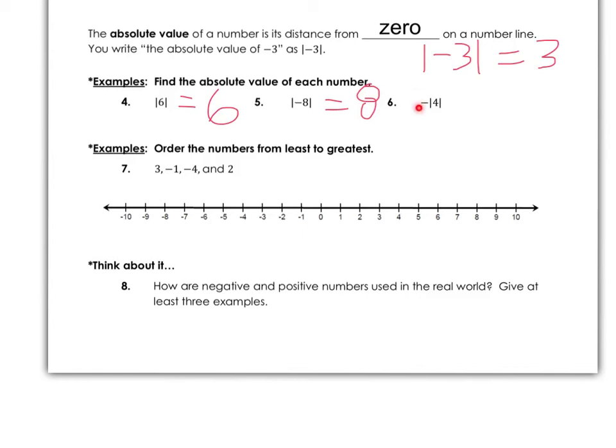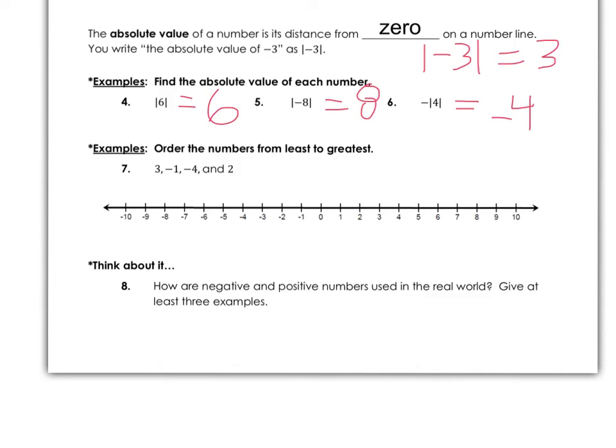The last example here for this part says negative absolute value of 4. Okay, this negative is outside of the absolute value. So if I just work through this to find the absolute value of 4, I get 4. But because I have the negative on the outside, my answer will be a -4.